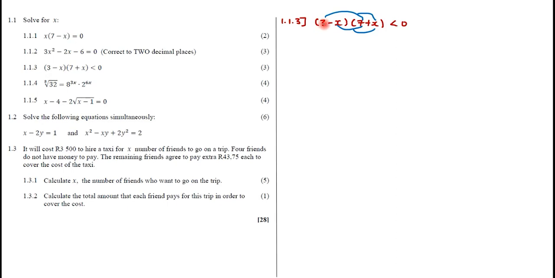So now here we're going to multiply 3 times 7, which will be 21, 3 times x, which will be 3x, minus x times 7, minus 7x, and minus x times x will be minus x squared. So this will be less than 0. And from here, we're going to rearrange this into minus x squared. Now I'm going to add those two, 3x minus 7x to be minus 4x. And I'll put plus 21, and then this will be less than 0.